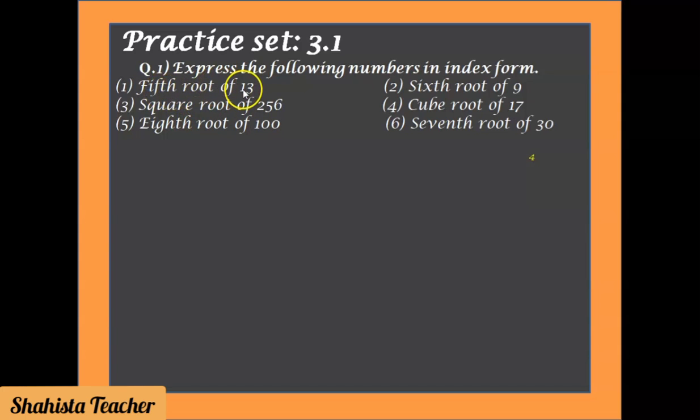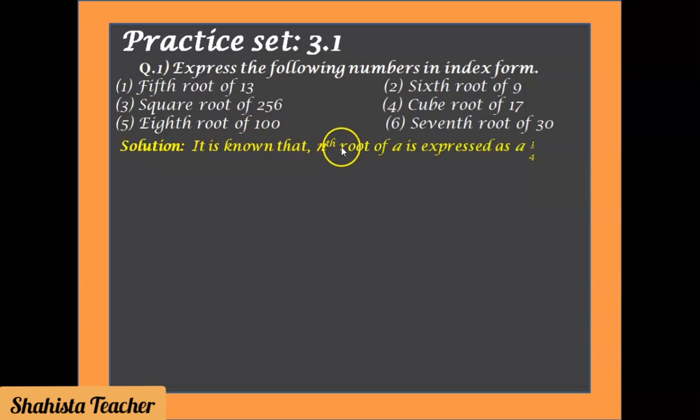Here 5th root of 13. How will we write this 5th root of 13? First we will write 13, and above this 13, in the position of index, we will write 1 upon 5. Is that clear? So here sub question 1 solution. It is known that nth root of a is expressed as a 1 upon n, as I told before.